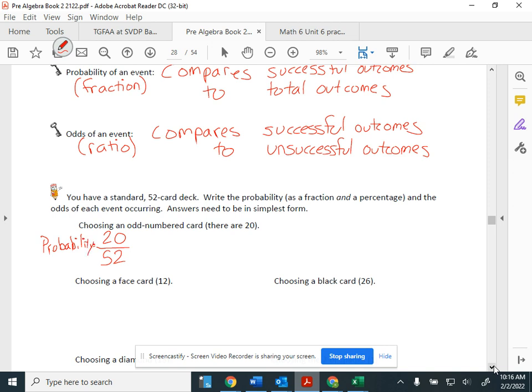Now it says write it as a fraction and a percentage. So what percentage would that be? Oh, first, am I going to accept that as our probability? Why not? We have to simplify. Okay, so the first thing you do is you figure out 20 out of 52, but then we have to simplify it to what, Andrea? 5/13. So probability, it's a fraction, so you always have to simplify fractions.